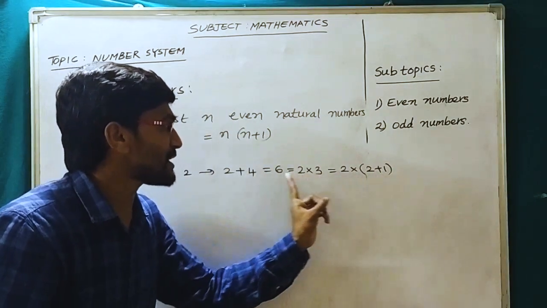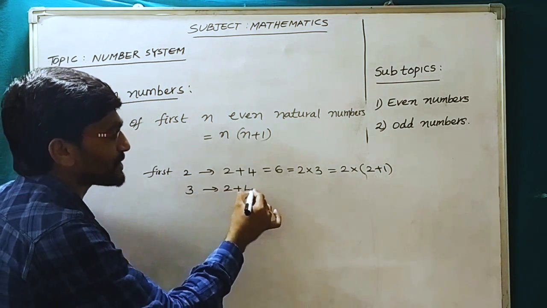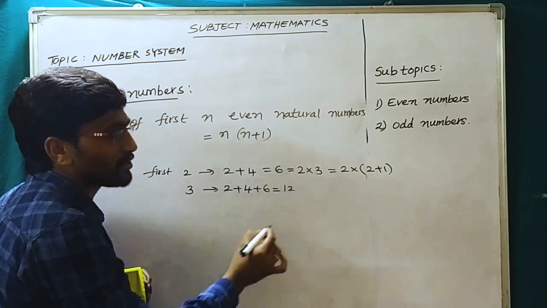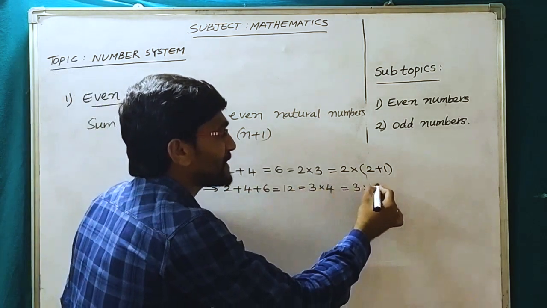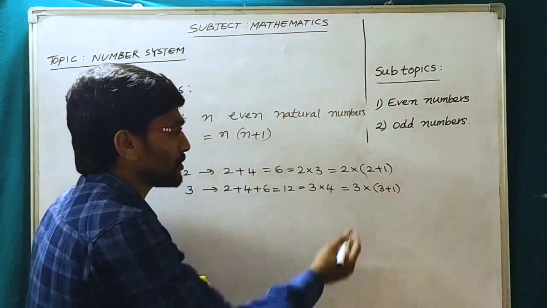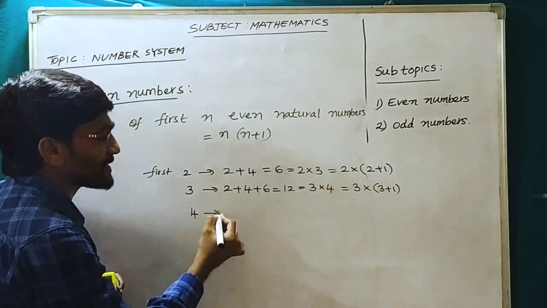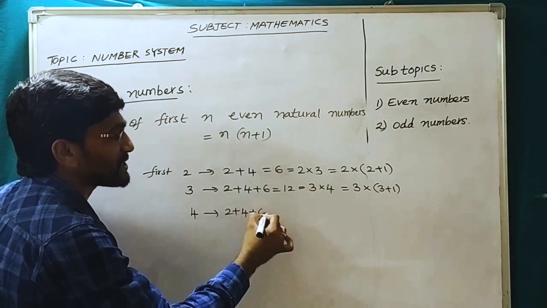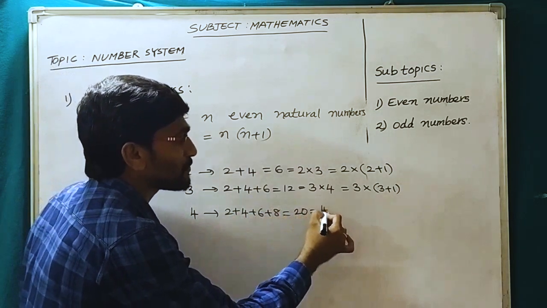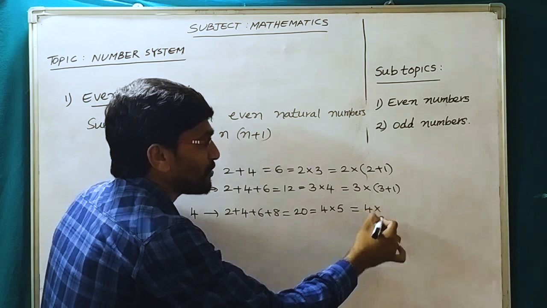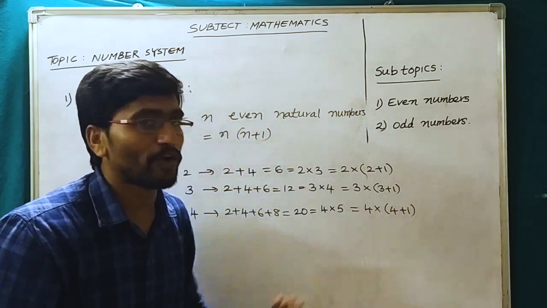2 plus 1 is 3, 2 threes are 6. Now the sum of the first 3 even natural numbers: 2 plus 4 plus 6 gives 12. 12 can be written as 3 into 4, and 3 into 4 can be written as 3 into 3 plus 1, right? 3 plus 1 is 4, 3 fours are 12. The sum of the first 4 even natural numbers, 2 plus 4 plus 6 plus 8, gives 20. 20 can be written as 4 into 5, which is 4 into 4 plus 1.